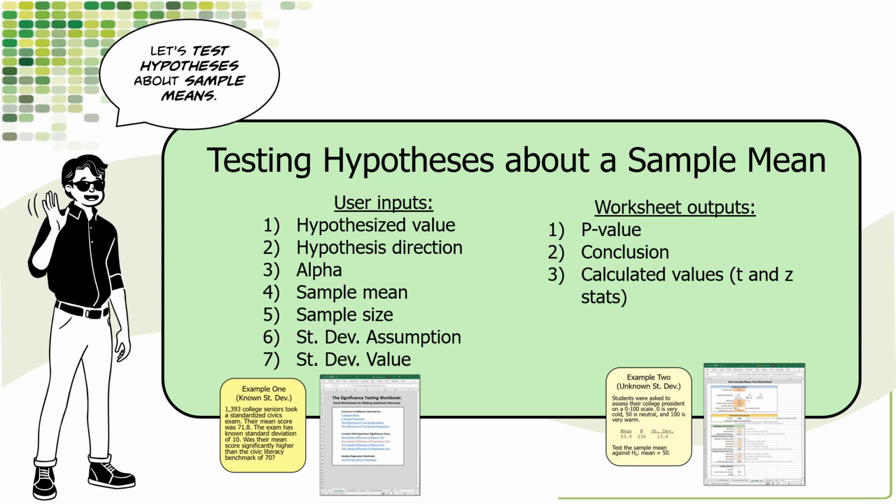After you enter this information, the worksheet shows you the p-value for the null hypothesis test, reports the conclusion, and shows you how it calculated test statistics. To see how it's done, let's work through a couple of examples.